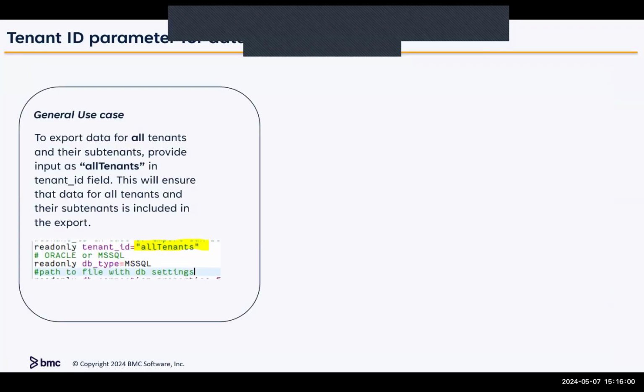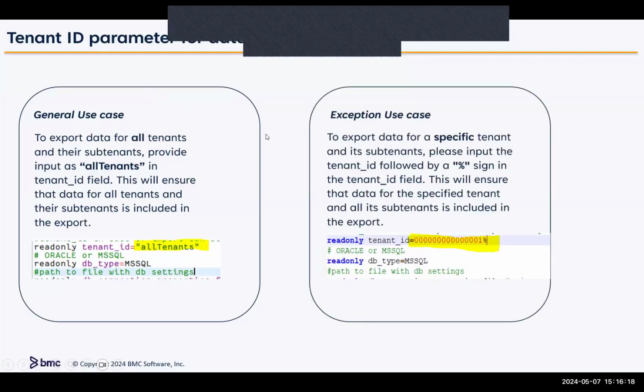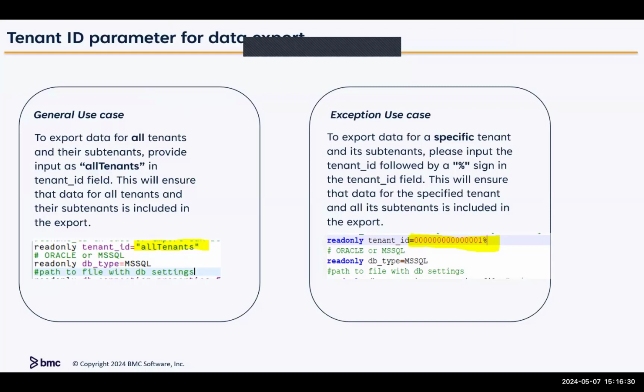Let's look at the tenant ID parameter in detail. Generally, whether it is single tenant or multi-tenant, we can provide the value like tenant ID equals all tenants. This will basically migrate all the data from your source DWP system to your target system. If you have an exceptional use case, like a multi-tenant environment having main tenant IDs 1 and 2, and you don't want to migrate tenant 2 and its data, you can just input a value like main tenant ID 1 followed by a percentage, so that only data related to tenant ID 1 will be exported.